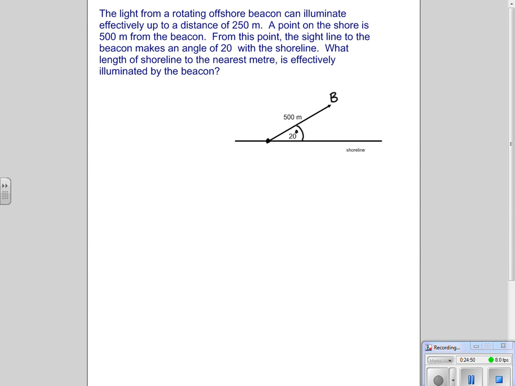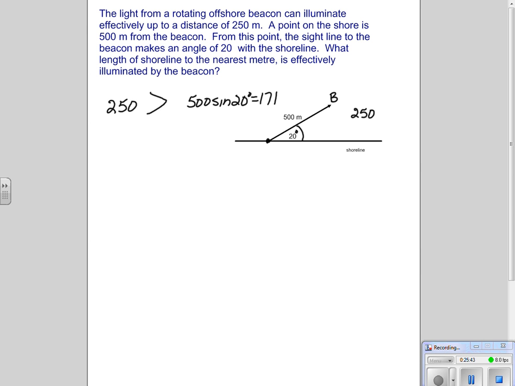So this guy can shine 250 meters. I just don't know if my diagram is right. So I have an idea of what's going on, but let's just check. Since I know an angle, a side, and an opposite side, I might have the ambiguous case. So I'm going to compare 250 to 500 sine 20 degrees. If it's exactly equal, I have a right angle triangle, and so on. So 500 sine 20 is 171. 250 is way bigger than 171, so definitely like that. That means I have the ambiguous case.